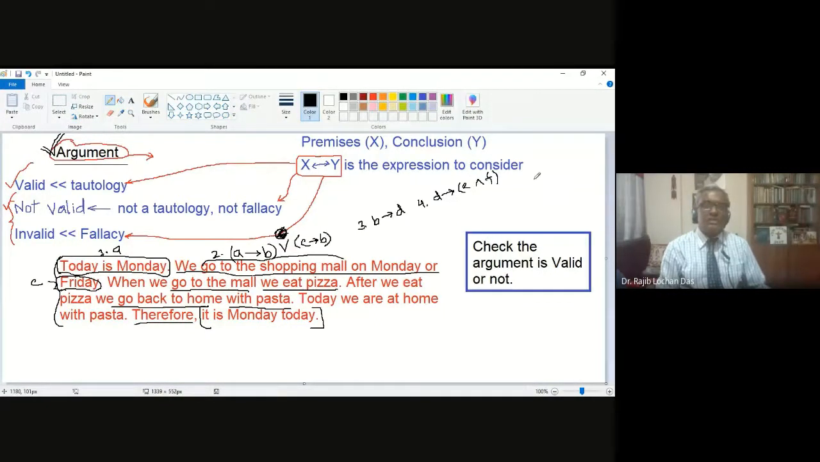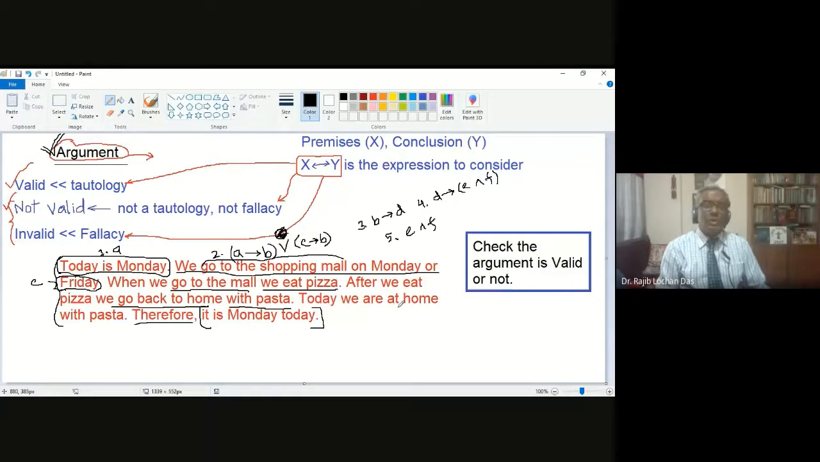Fifth sentence is what? Number 5 sentence is, today we are at home with pasta. So what does that mean? E and F. That's it. So we are at home and we have pasta with us. That's all. This is number 5.